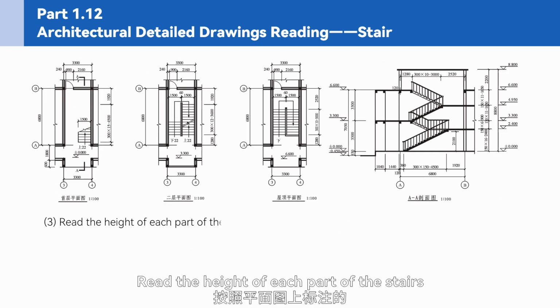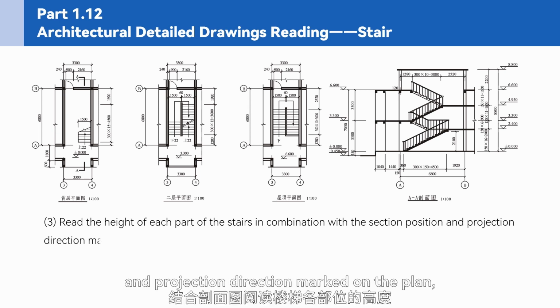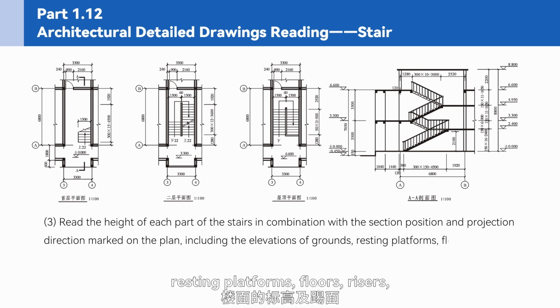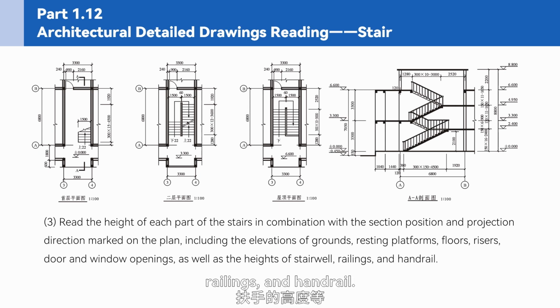Read the height of each part of the stairs in combination with the section position and projection direction marked on the plan, including the elevations of grounds, resting platforms, floors, risers, door and window openings, as well as the heights of stairwell, railings, and handrail.